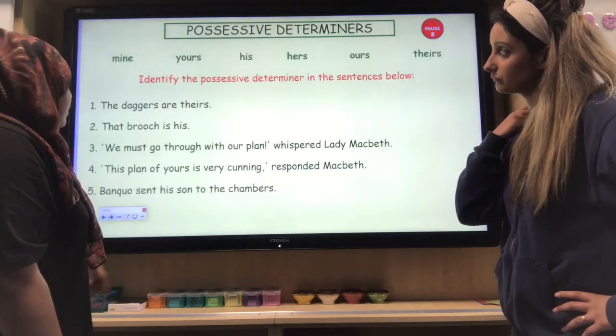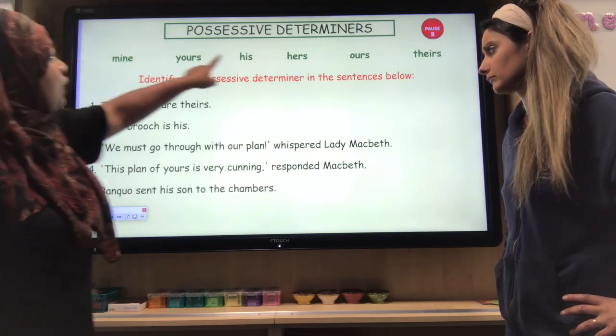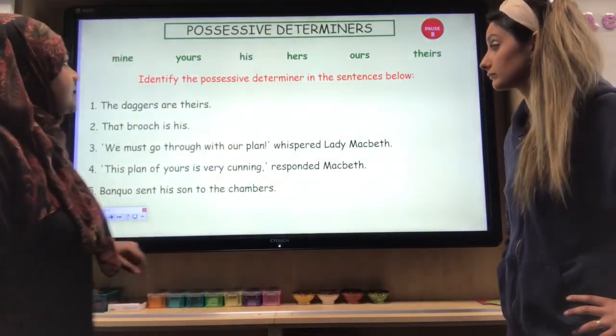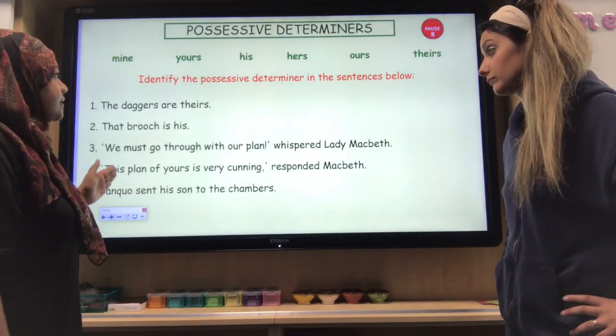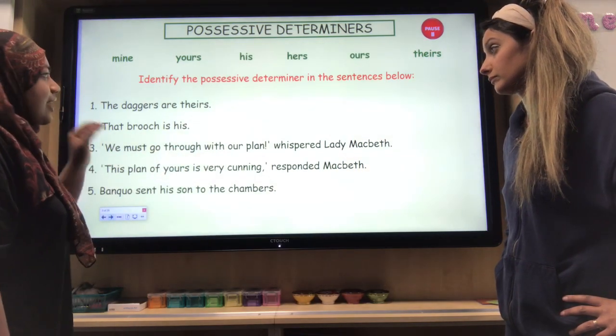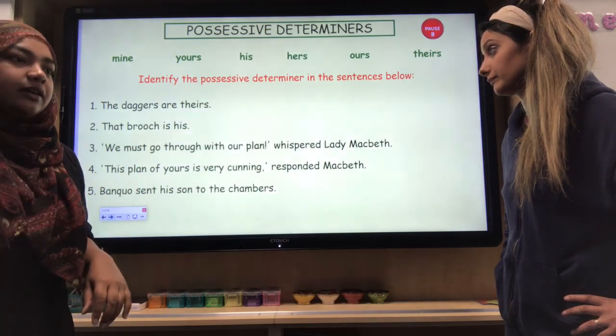So what I would like you to do now is the following. Just pause the screen here. As you can see at the top, we've got some of the possessive determiners and we've got 5 sentences. What we'd like you to do is read each sentence and identify the possessive determiner in each one. Pause the video here and off you go.